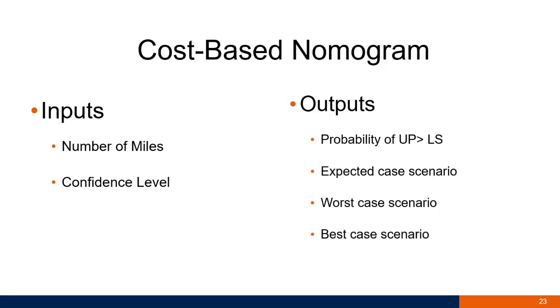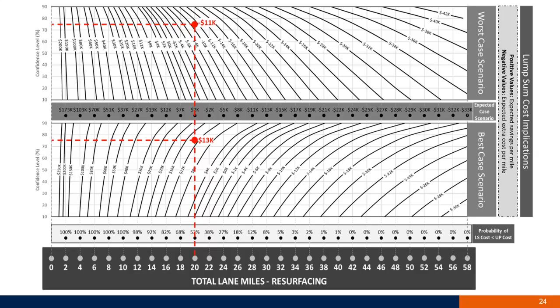It's going to give you the probability that unit price will cost you more than the lump sum, and also the expected case scenario, worst case scenario, and best case scenario. So this is the nomogram. The red lines are a hypothetical project. So let's say hypothetically we want to use a 20-mile project. As I said, the inputs are the number of miles and the confidence level.